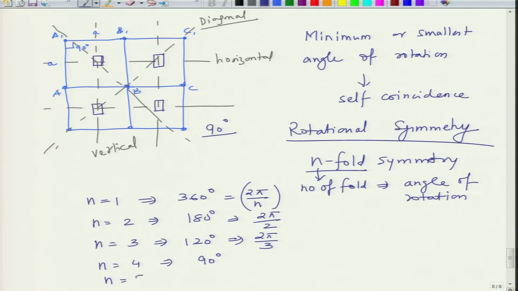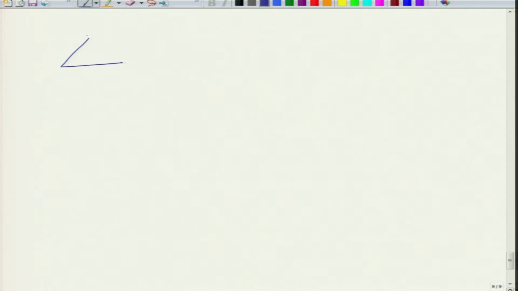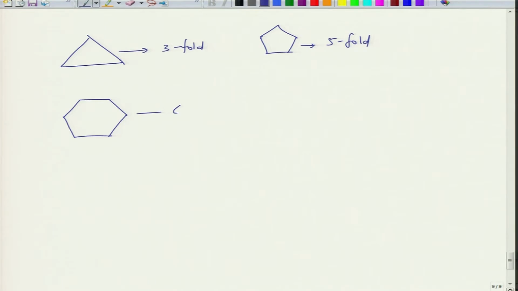n equal to 5 will mean 72 degrees, and n equal to 6 will mean 60 degrees. So various possibilities are there. Anything triangular will have 3-fold, a pentagonal thing will have 5-fold, hexagonal things will have 6-fold, and rectangular objects will have 2-fold.